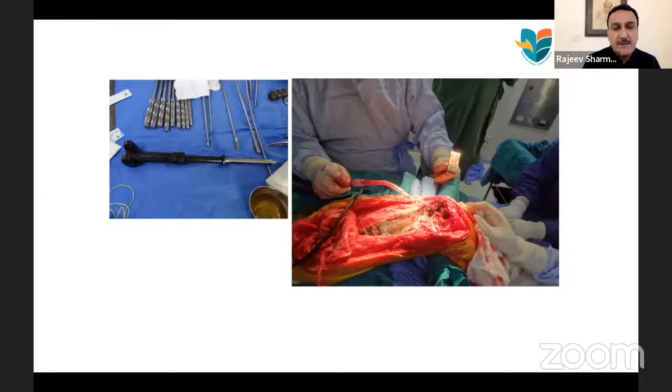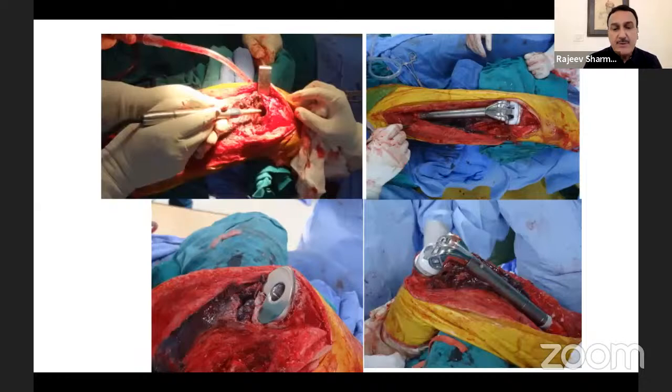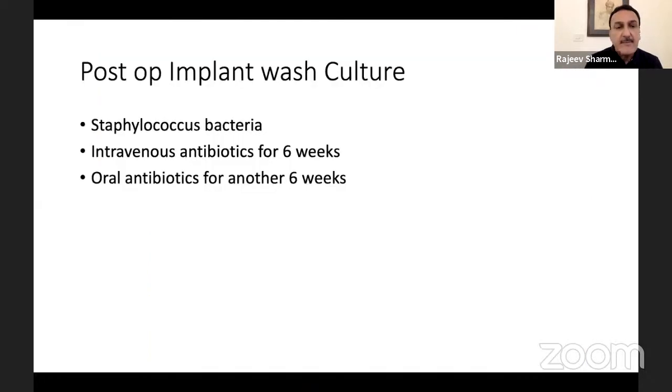Now, this is the implant which was removed. And that's the preparation. I converted this to a mega prosthesis with a stem and rotatory hinge. Incidentally, as I was mentioning about infection, always send the implant wash for culture and delayed culture for 2 weeks. In this patient, we could grow staphylococcus bacteria. Intravenous antibiotics were given for 6 weeks and oral antibiotics for another 6 weeks.